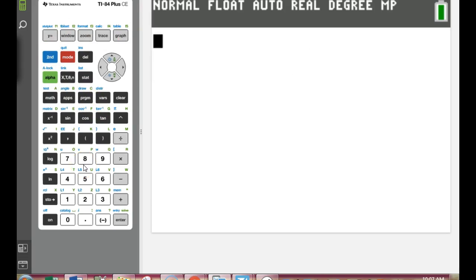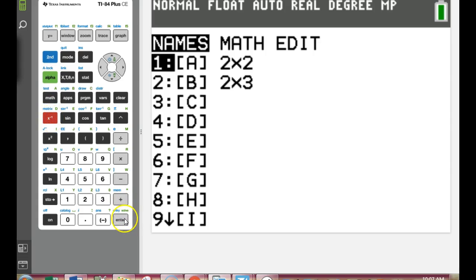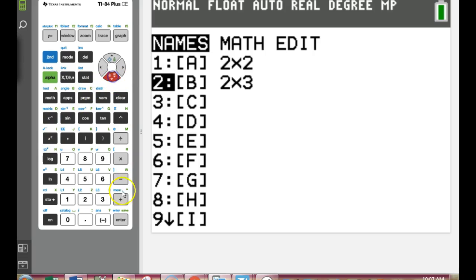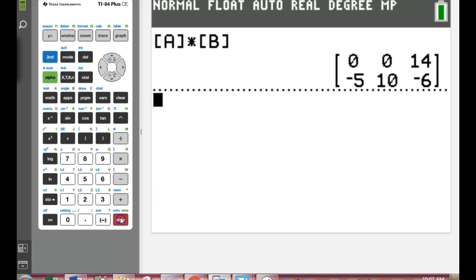Now on the home screen, what we want to do is just put the name of A times the name of B. So we're going to go second, matrix button or inverse here, and hit enter because we just want the name of A. And then times second, that button down to B, enter. Now, let me ask you this question.